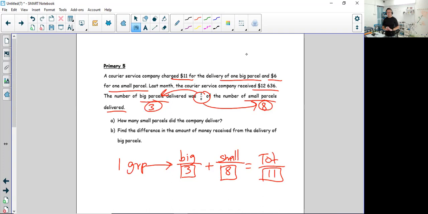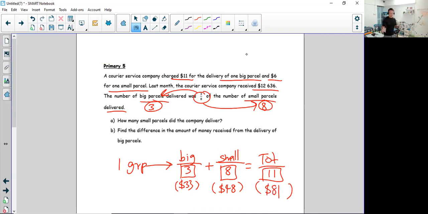Now this group that you have made is incomplete, because in this problem it's talking about money also. So you will need to know how much is 3 big parcels. You need to complete your grouping. 3 big parcels will be $11 times 3, that will be $33. And then 1 small parcel will be $6, so you have 8 times 6, which is $48. And how much is one group? You take 33 plus 48, and you get $81, which is how much one group is.